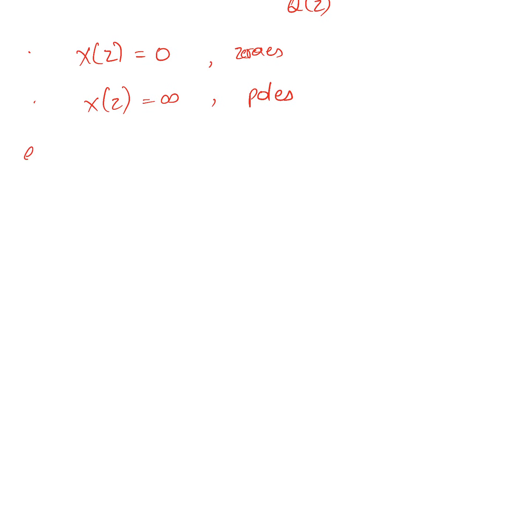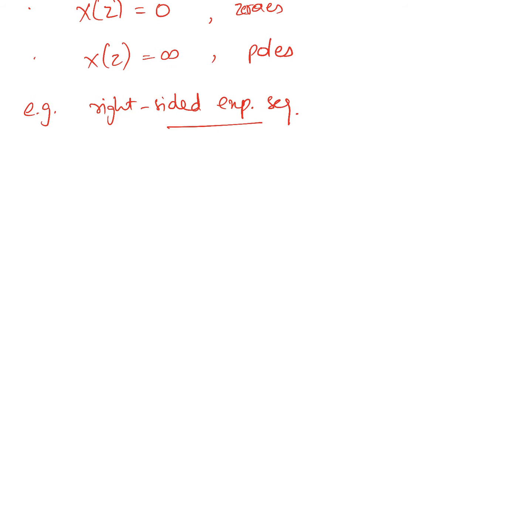Okay, so let's see one of the examples, which we denote as a right-sided exponential sequence. Suppose this sequence is given by x of n equals a to the power n u of n. We call it the right-sided sequence because this sequence is non-zero only for n greater than or equal to 0, because of this step input, right? Because of this step signal, which takes value 0 for n less than 0. So that's why this sequence is a right-sided exponential sequence.